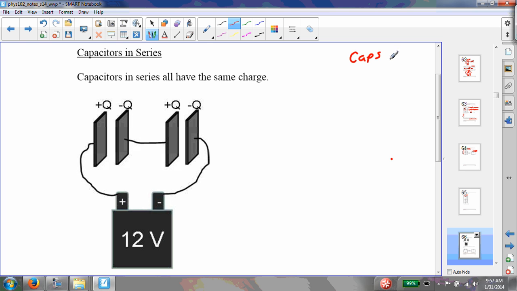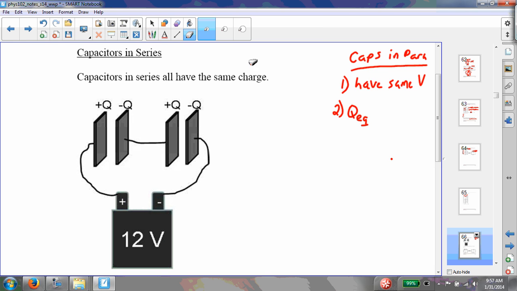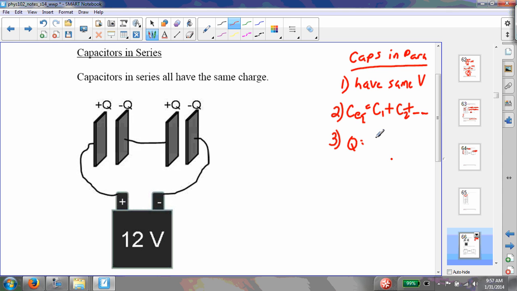For capacitors in parallel, we had a couple of different rules. One, they have the same voltage. Capacitors in parallel all have the same voltage. Two, the equivalent capacitance, excuse me, it should be C equivalent. The equivalent capacitance is just the algebraic sum, C1 plus C2 plus however many capacitors you have. And then three, Q is equal to CV.